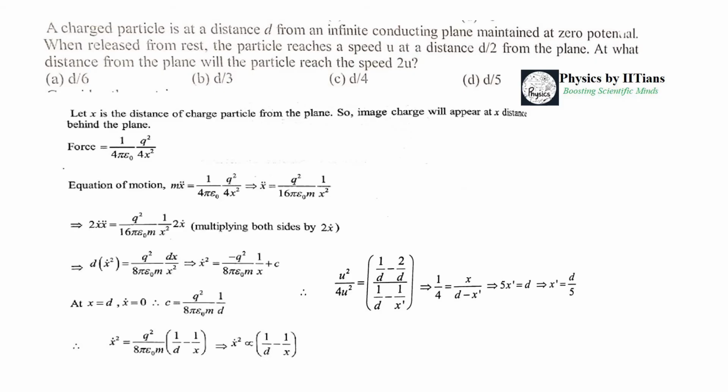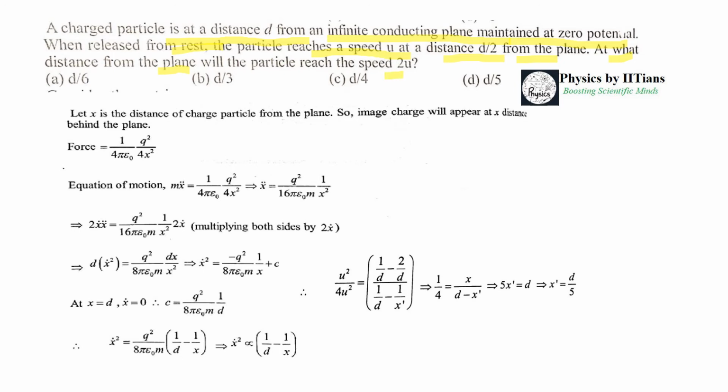Let us take an example which has already come in the NET paper. So the question is, a charged particle is at a distance d from an infinite conducting plane maintained at zero potential. When released from rest, the particle reaches a speed u at a distance d by 2 from the plane. At what distance from the plane will the particle reach the speed 2u?